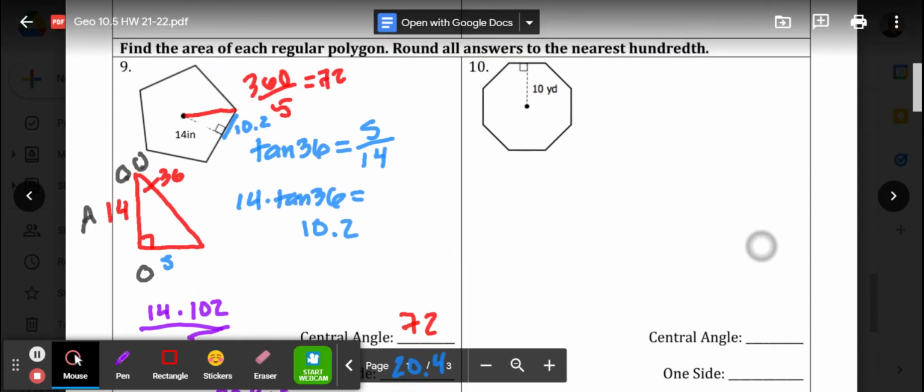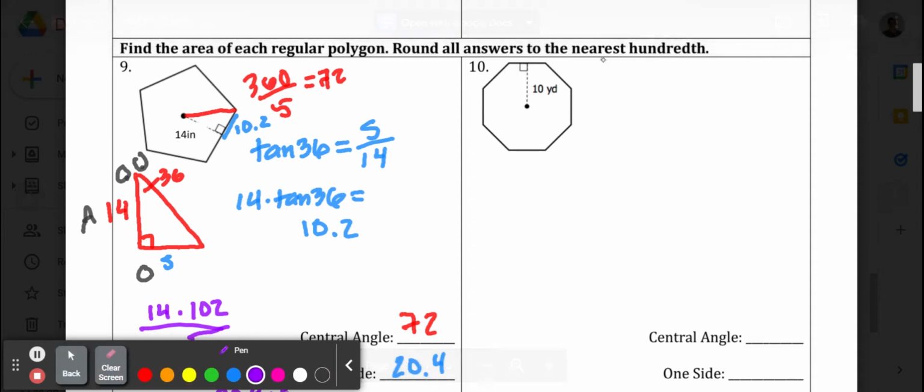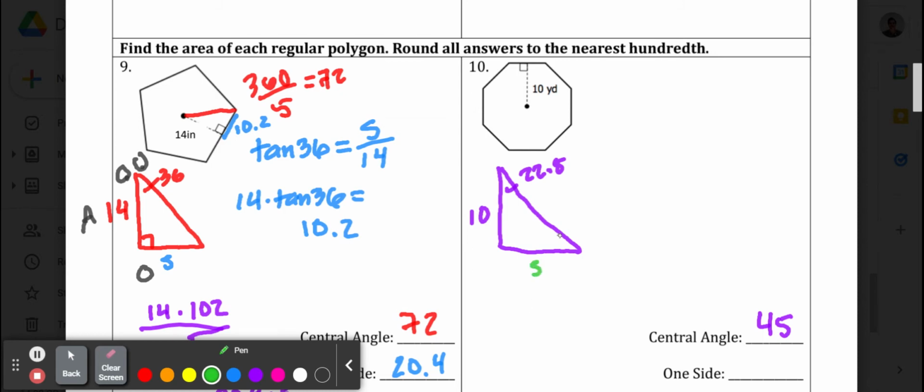All right, so this one we have 1, 2, 3, 4, 5, 6, 7, 8 sides. So we already did that one. So we're going to cheat and just know that this is 45. And this number in here is 22.5. And again, we're given the apothem. We want to find the side. So we're just looking at this little triangle right here, and we have opposite and adjacent on our googly eyes.